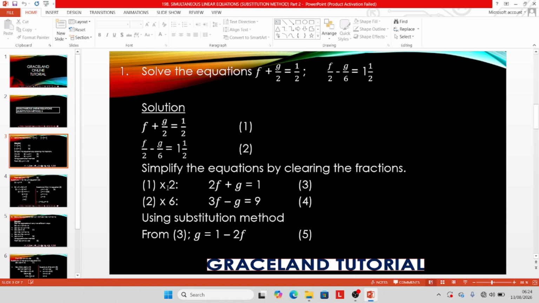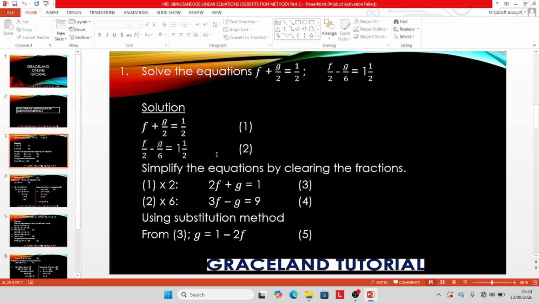Now, let's do that. f times 2 will be equal to 2f. g over 2 times 2, 2 will cancel 2. Then we are left with plus g. 1 over 2 times 2, 2 cancels 2. Now we have 1 times 1, that will be 1. So this is going to be equal to 1, and that is going to give us equation 3. So we have 2f plus g is equal to 1, and that is our equation 3.